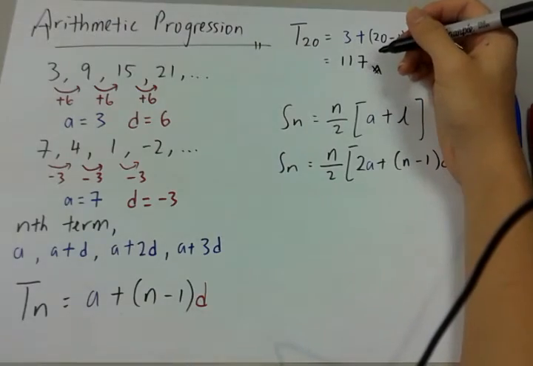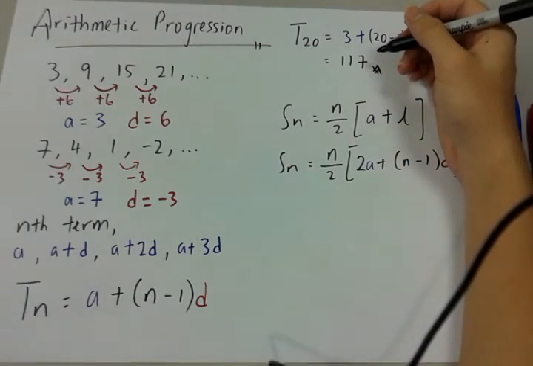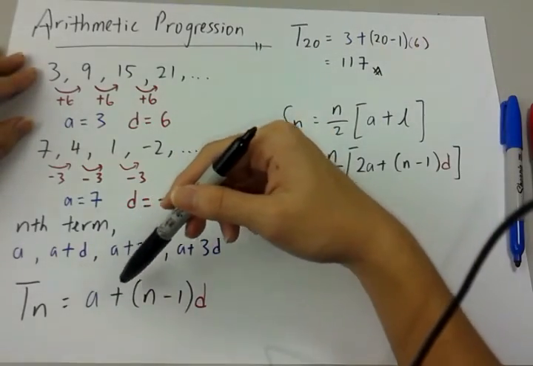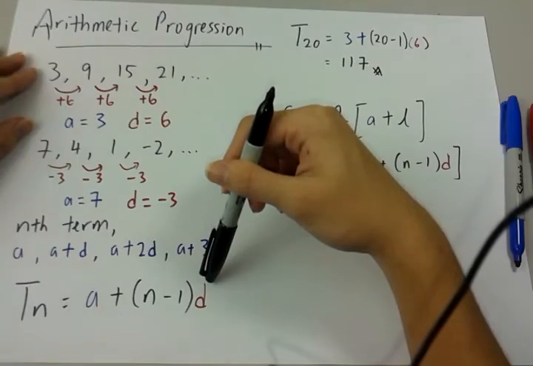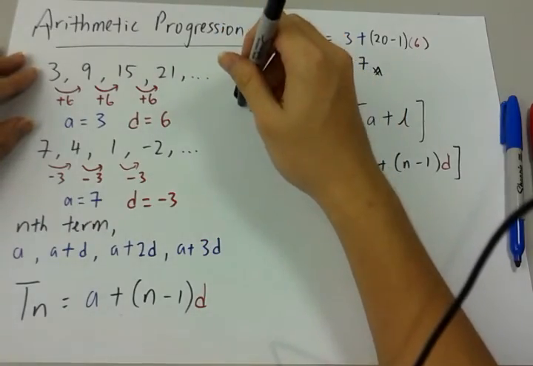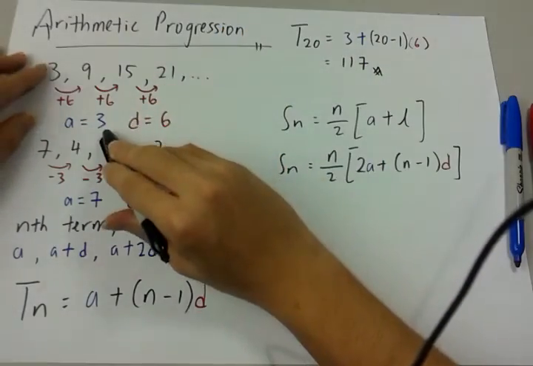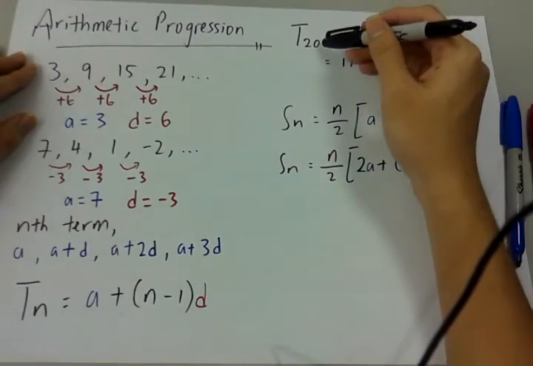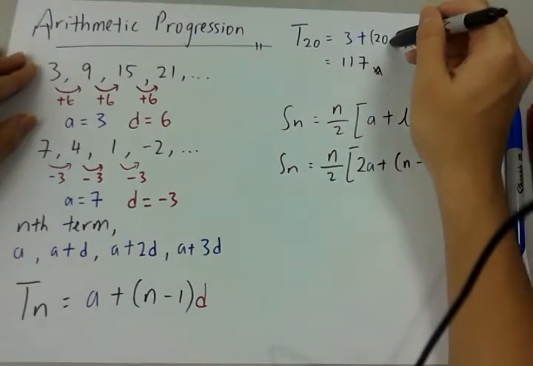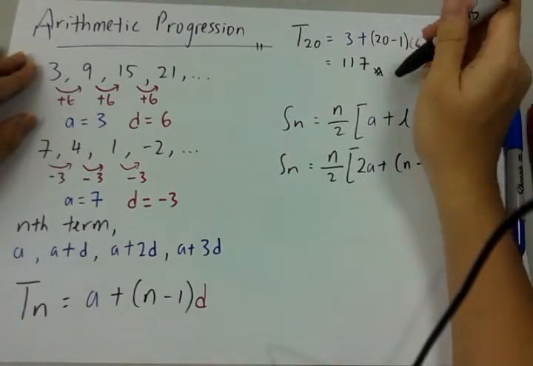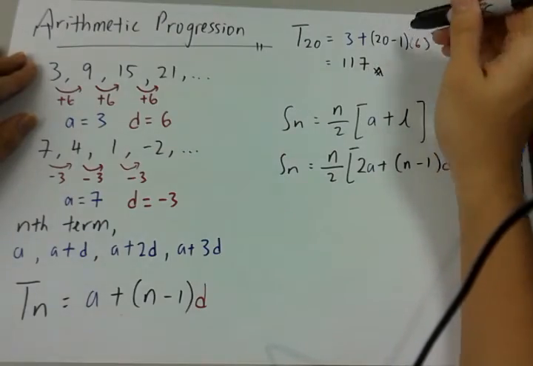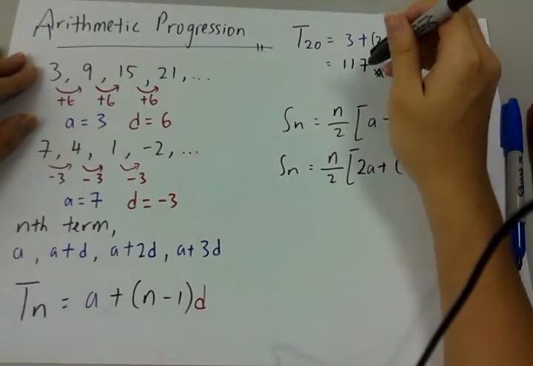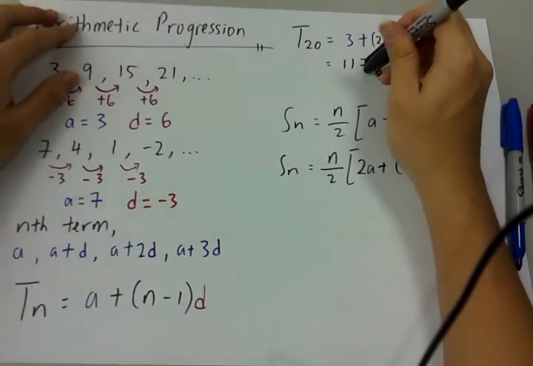Okay, so let me recap how to find the nth term. We use the formula Tn equals a plus (n minus 1) multiplied by d. We use the first example here, so we plug in the numbers. The first term of this progression is 3. We plug it in, plus which term do we want to find? We want to find the 20th term. So we plug in n of 20, minus 1, in brackets, times the common difference of this sequence, which is positive 6. We get 117 for the answer.